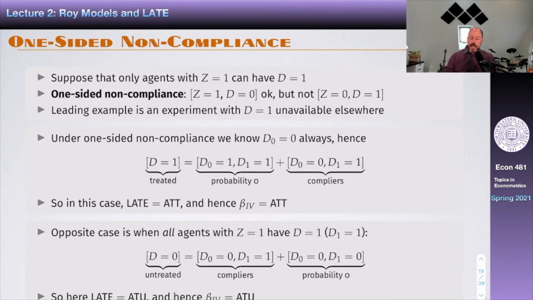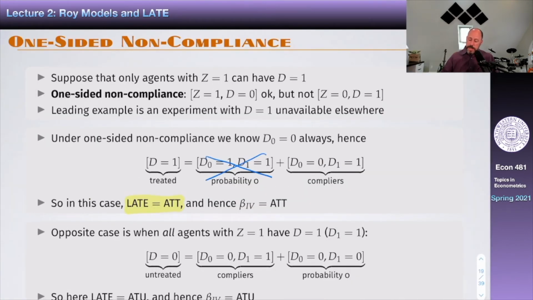In particular, in this case, you can show that LATE is equal to the average treatment on the treated. You can see that when you look at the group of individuals that are treated, that is D equal to 1, well, D equal to 1 has D01 and D11. You cannot have D10 and D01 because it's ruled out by the one-sided compliance. So these are the only two things that you can have. What you have then is that the individuals that are treated in this particular case are exactly the compliers.